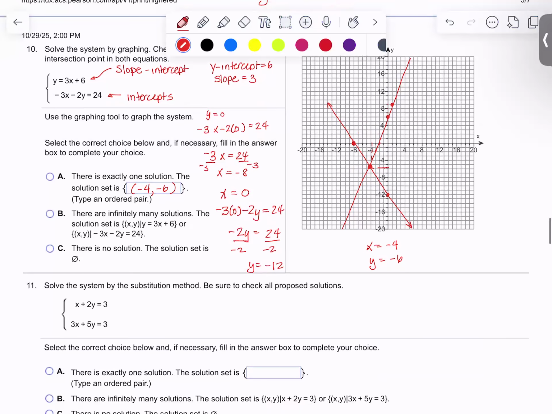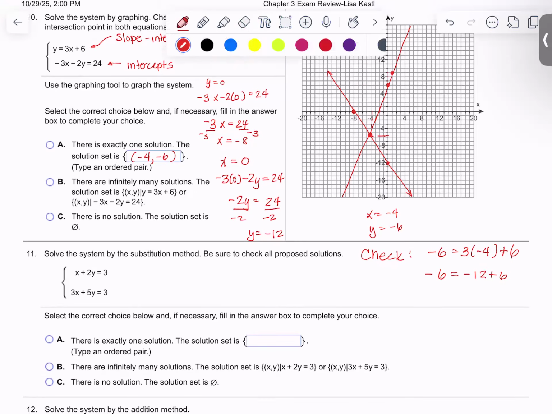Now, since I'm graphing this, I'm going to check it because I'm not too sure about how good my graph is. So I'm going to check it in the first equation. So I have negative 6 is 3 times negative 4 plus 6. I replaced the x with negative 4 and the y with negative 6. Negative 6. Does that equal negative 12 plus 6? Yes, it does.